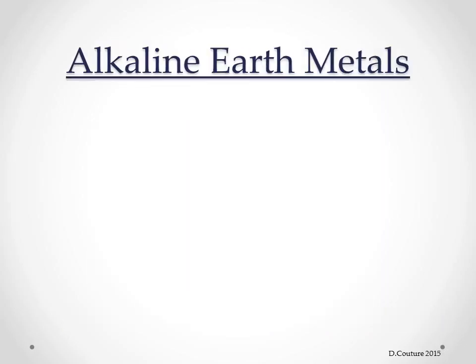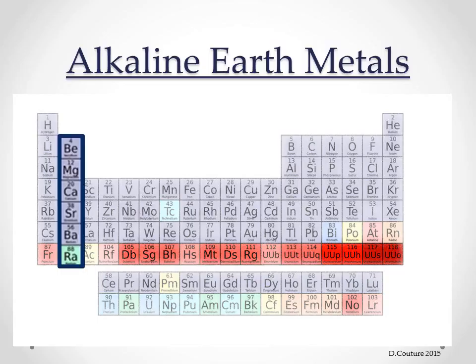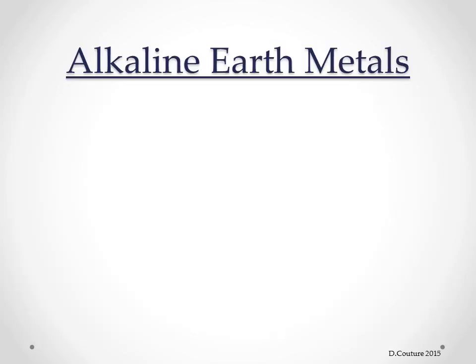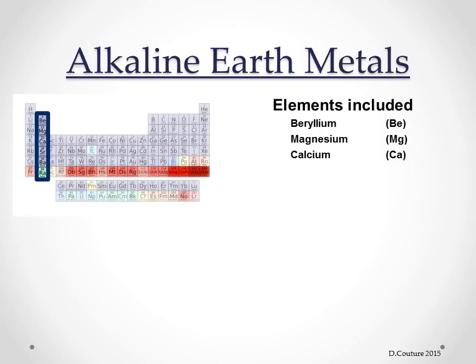We're going to look at the second group, the second family, I should say, of the periodic table, the alkaline earth metals, which is in the second group or the second column of the periodic table. These will include beryllium, magnesium, calcium, strontium, barium, and radium.